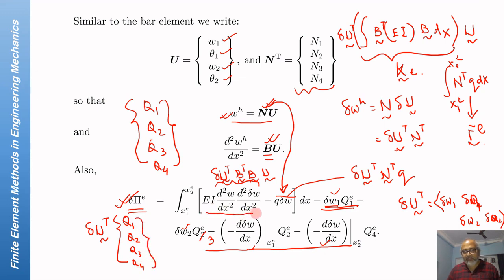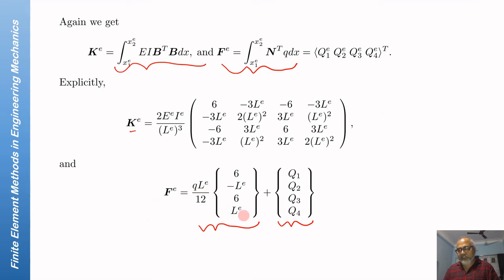So this term gives rise to the stiffness matrix. This term gives rise to the first term in the force vector. And these entire terms are due to the presence of shear forces or bending moments at the ends of the element. If there are shear forces and bending moments applied at the ends of the elements, then these will be non-zero. So these are two contributions to the force.